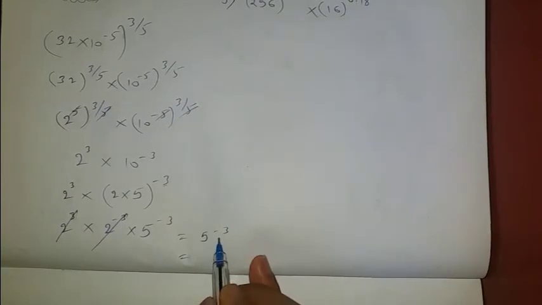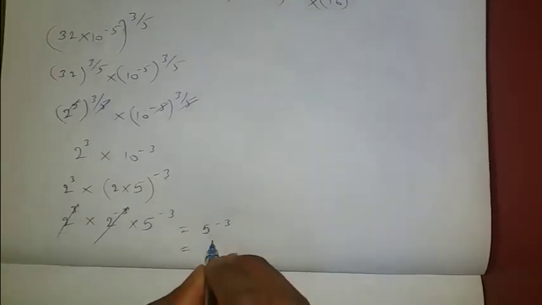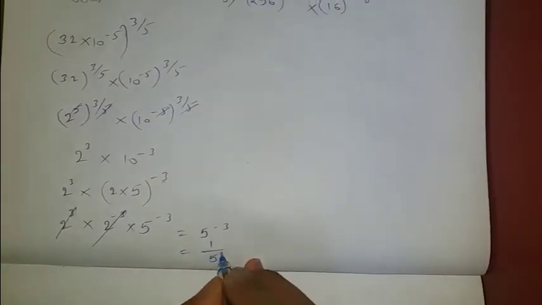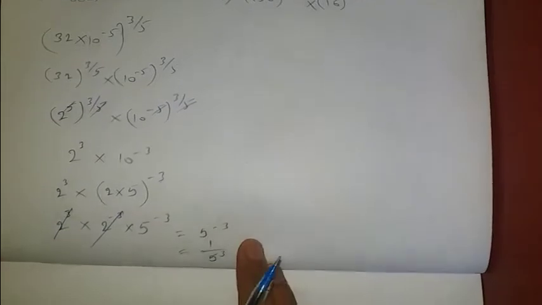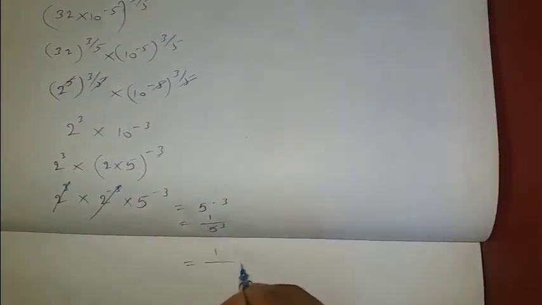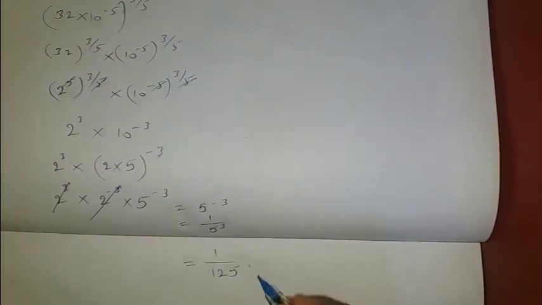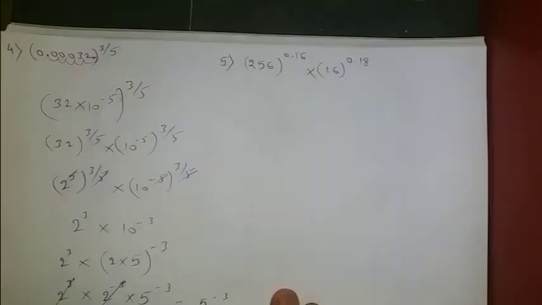Here the power is negative, so write this in reciprocal. That is 1 by 5 cubed. 5 cubed value is 125. So the final answer is 1 by 125. Let's check the next question.